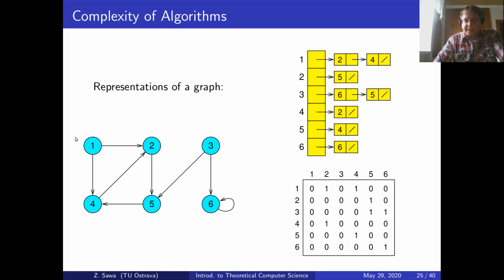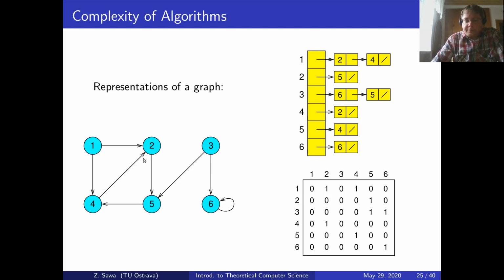So let's say we have some directed graph with nodes and edges. One possibility is to have an array of nodes. These nodes are somehow indexed, and each element representing a node could store possibly some information about the node that will be needed by the algorithm. But in particular, it will also have a list of edges that go out of the node.